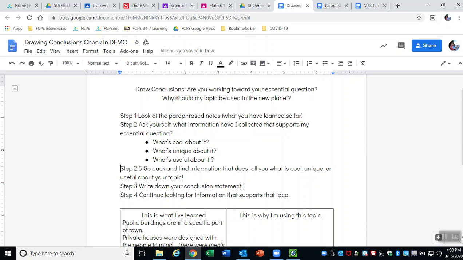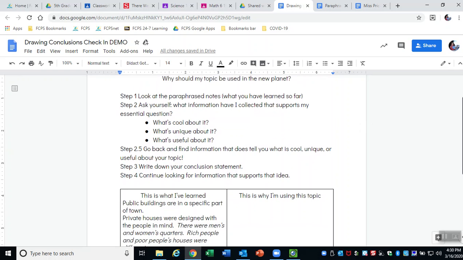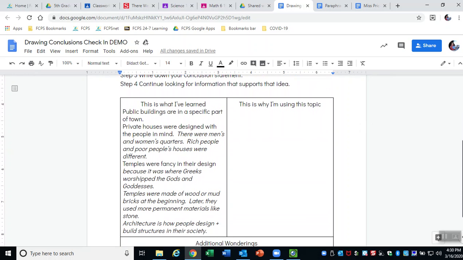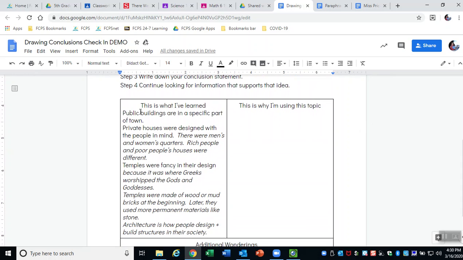So step 1 is going to be looking at the paraphrase notes. So I have the paraphrase notes that Miss Abrams started yesterday, but remember, Miss Abrams also identified some wonderings. So I went back in and read my research and tried to answer some of her wonderings. So I put in italics the parts that I added to Miss Abrams' wonderings. So I have so far that public buildings are in a specific part of town. Private houses were designed with the people in mind, and I added there were men's quarters and women's quarters, and rich people and poor people's houses were different.